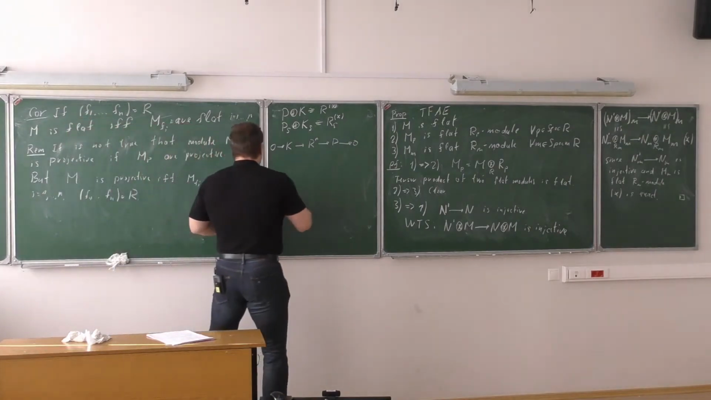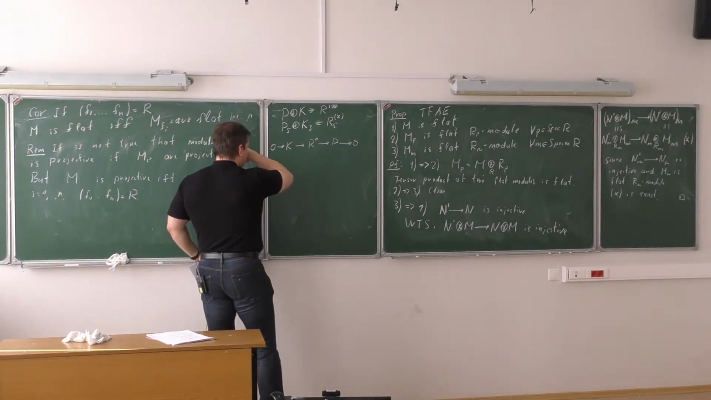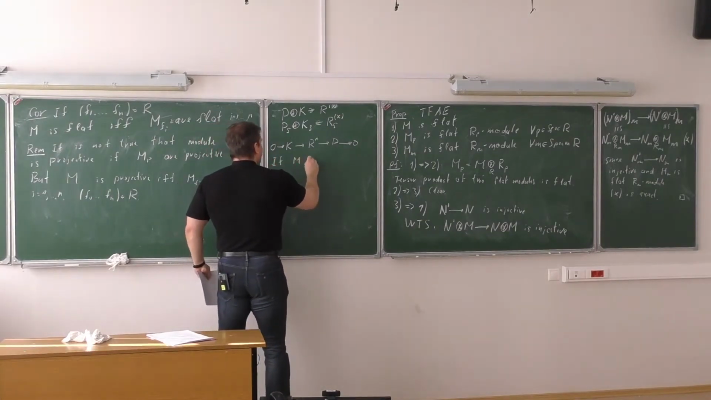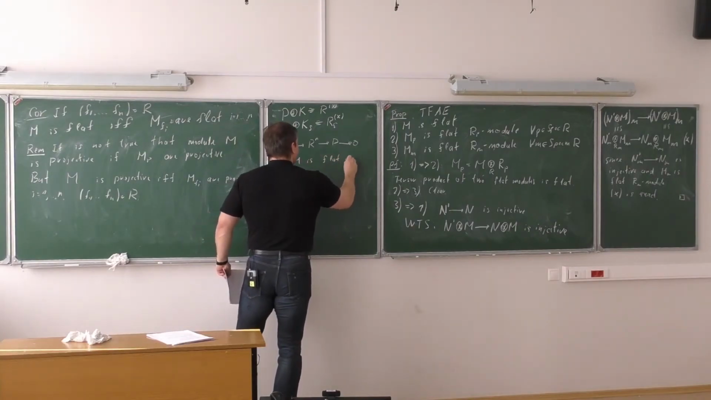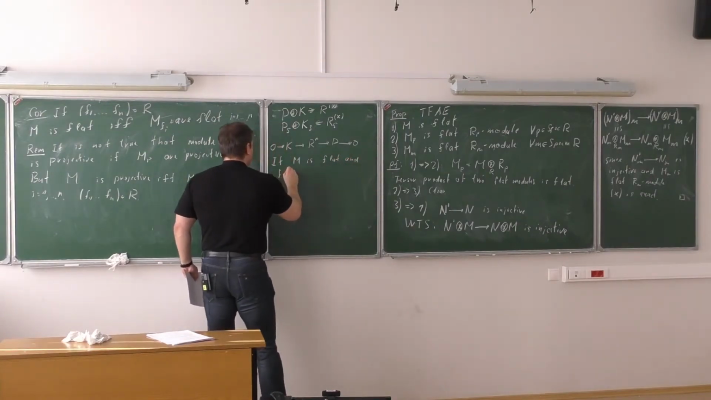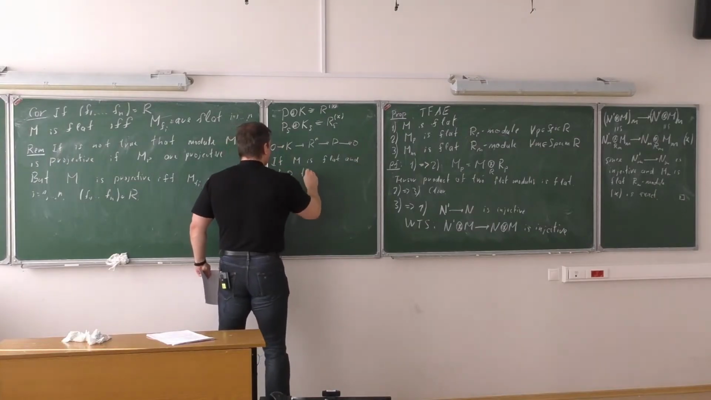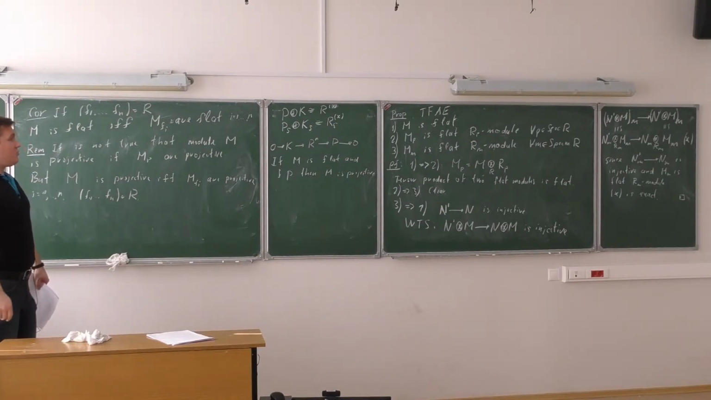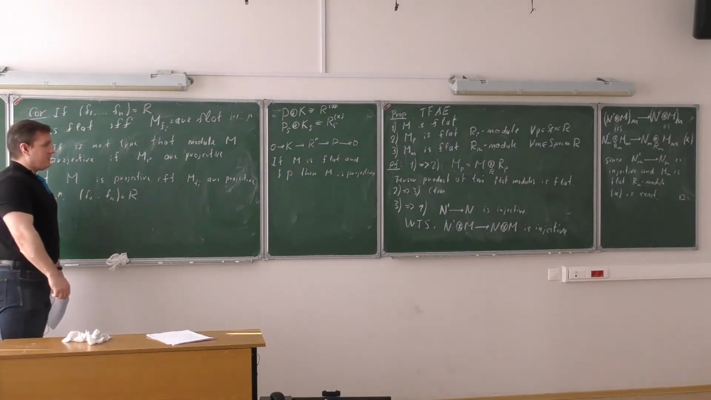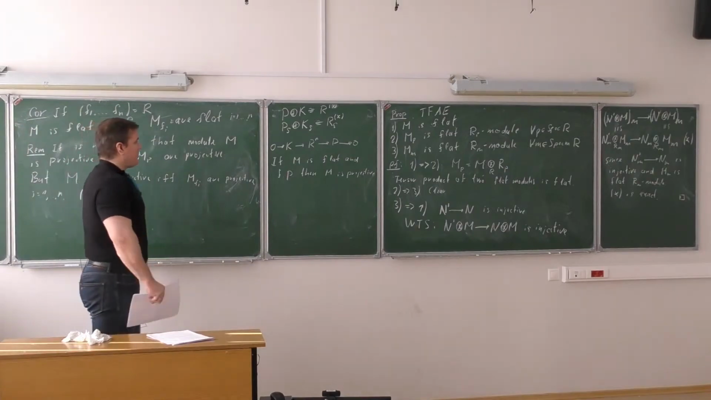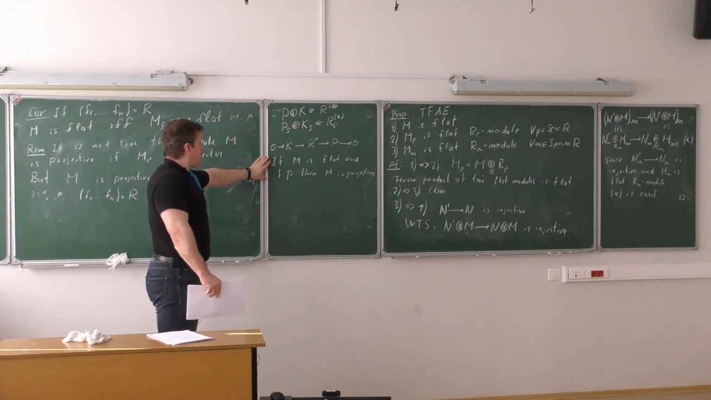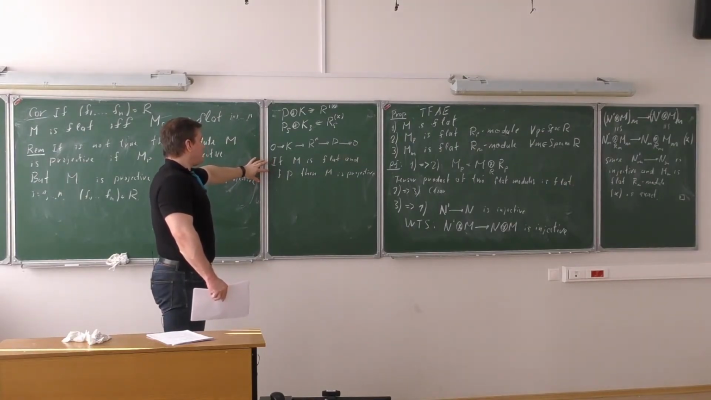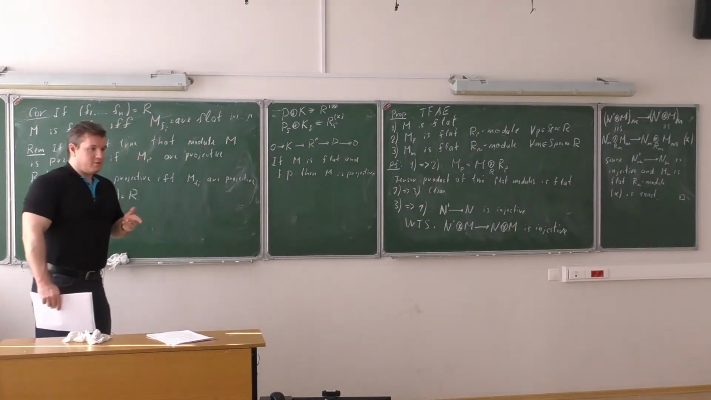But now I claim that the following is also true, and this might be considered as an exercise. It's not as hard as this property. If M is flat and finitely presented, then M is projective. So it's not something that we can do in one minute, it takes some thinking, but at least this is true. Maybe we do this in the seminar, I'm not sure about the time. The theory is that flat modules and projective modules are actually quite close to one another.